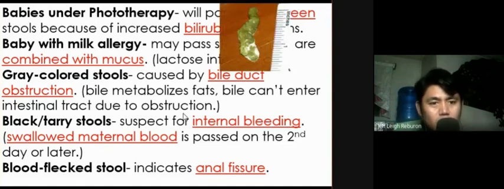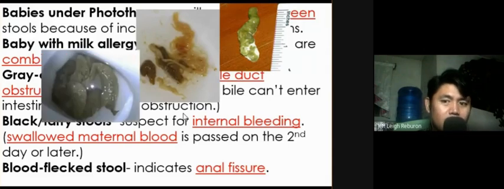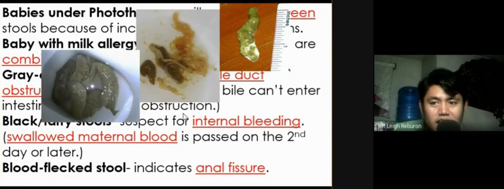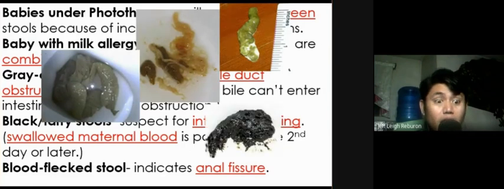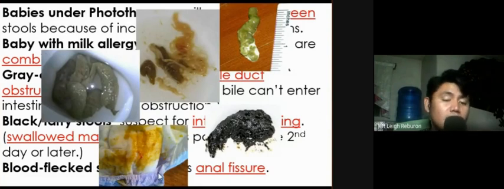So let's look at the picture. Babies under phototherapy, their stool becomes bright green in color. Babies with milk allergy, you can see there is mucus in the stool. Okay? Gray-colored stool, we see this in patients with bile duct obstruction. Black tarry stool, we see this in internal bleeding or in newborns who swallowed maternal blood. And then blood fleck stool, stool with a little blood, may be an anal fissure.